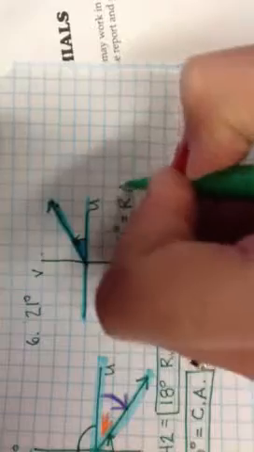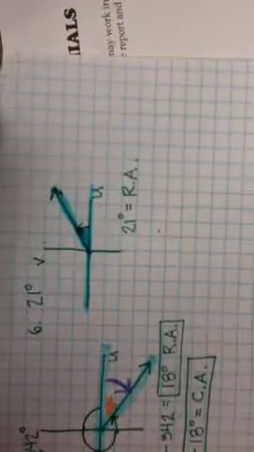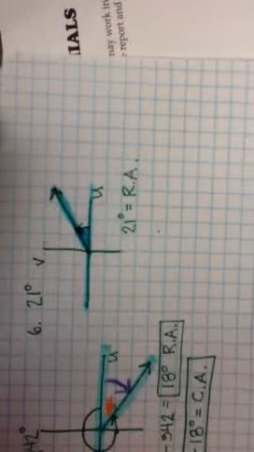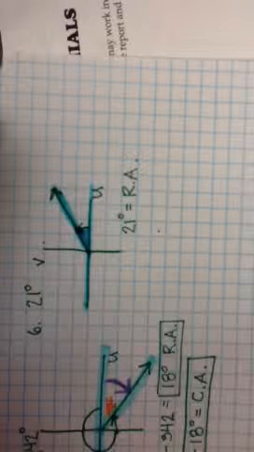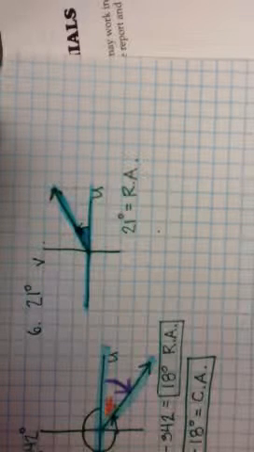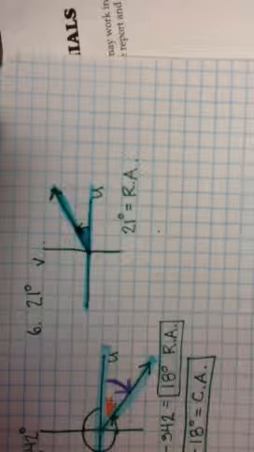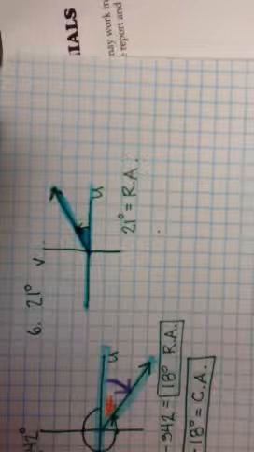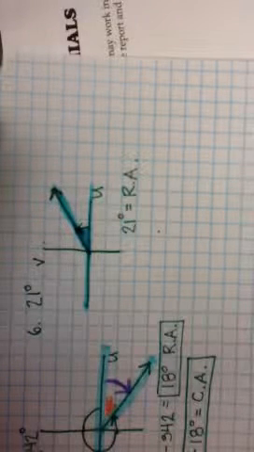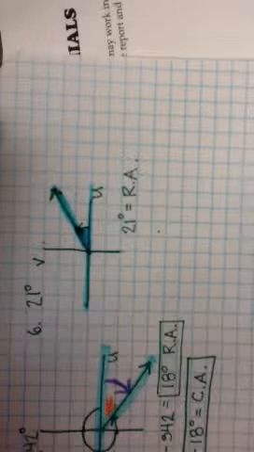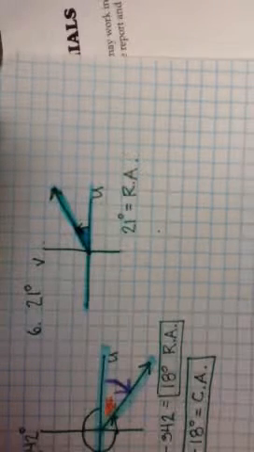Let me say that again. If the angle that you're given is in the first quadrant, your reference angle is the same angle because it's the positive acute angle between the x-axis and the terminal side, or the final side of that angle.